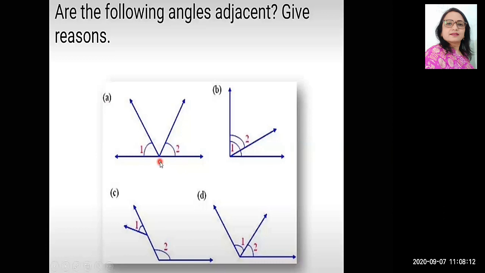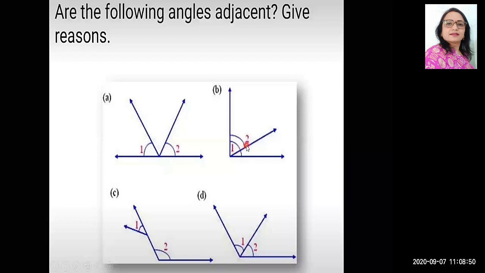Okay, Tawfiq, tell me the answer. Are these two angles adjacent or not? Not adjacent. Why? Common arm. Common arm नहीं है. Very good, Tawfiq. Because angle 1 and angle 2 don't have a common arm. They have a common vertex, but they don't have a common arm. Very good.